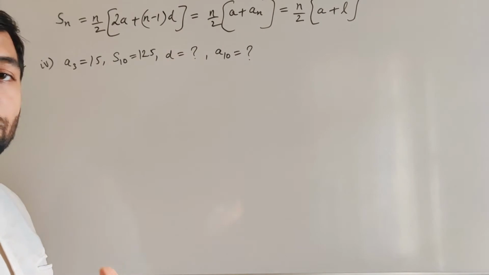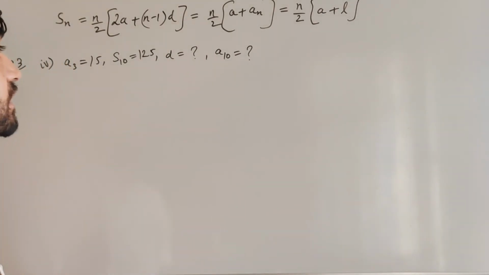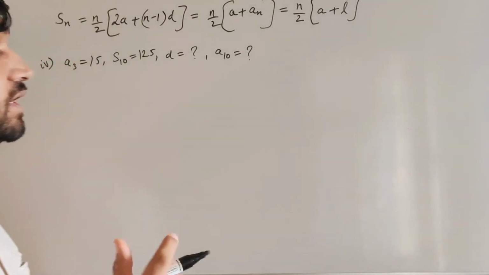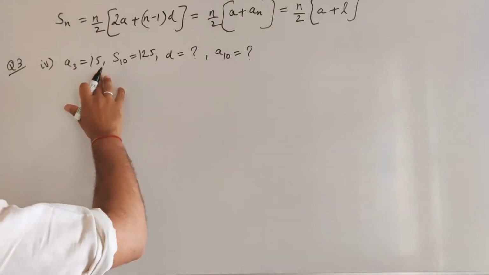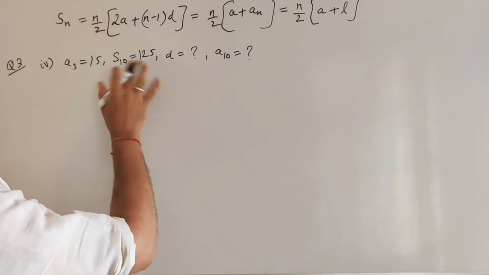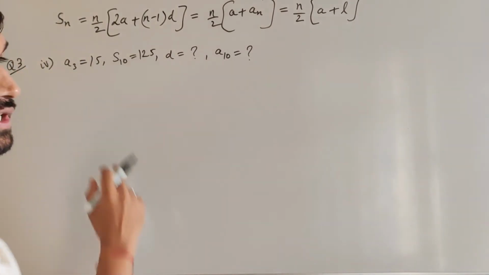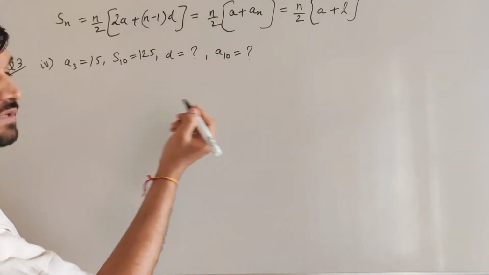Third term, A3 is equal to 15 given. S10, the sum of the first 10 terms, is 125. We have to find the common difference value and A10, the 10th term. Alright, so A3 is given as 15. Here, A and D, both values are unknown. Now, for A3 as 15, I'll use the AN formula, A plus N minus 1 into D.